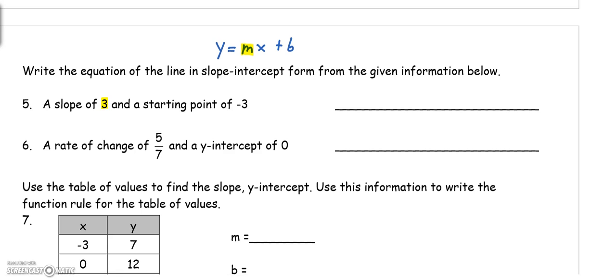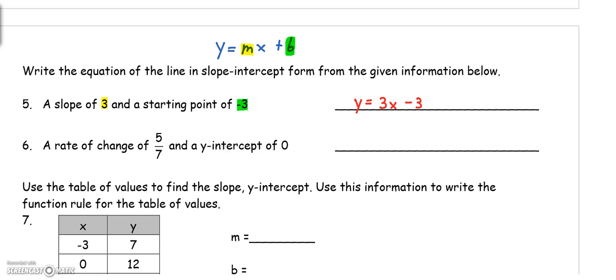Our b is the y-intercept, or the starting point. So we're going to put -3 in for b. So our equation then would be y equals, we always need a y equals in order for it to be an equation, 3x minus 3.